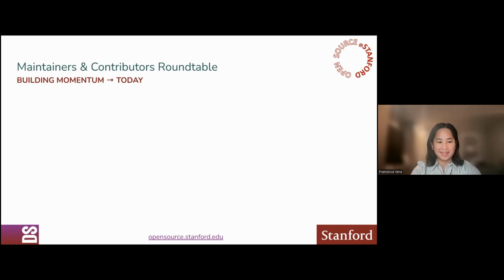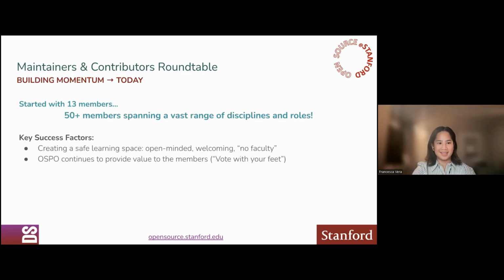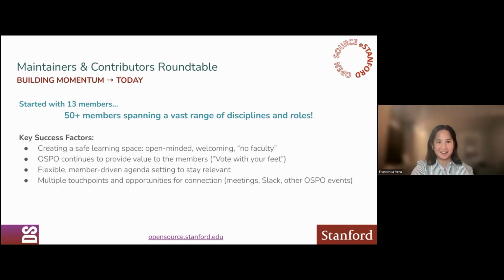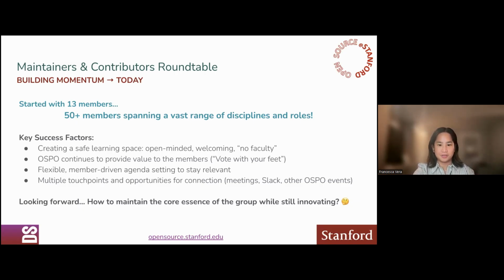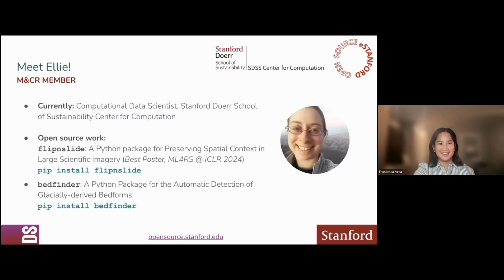But as I said earlier, it isn't just about me telling you about how great our OSPO is. We started with 13 members and we've grown it to over 50 members spanning a vast range of disciplines and roles. I'm very pleased to introduce one of our MNCR members today, Eliana, who is a computational data scientist at the Stanford Doerr School of Sustainability Center for Computation and working on a number of open source works.